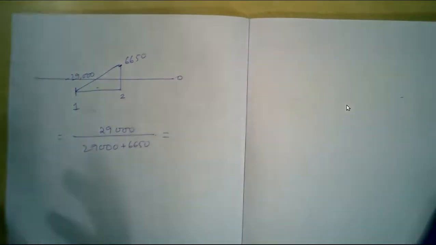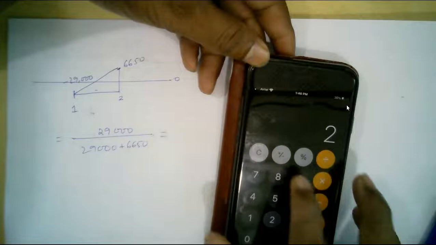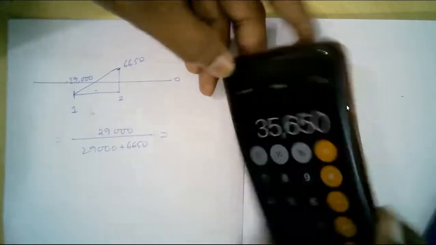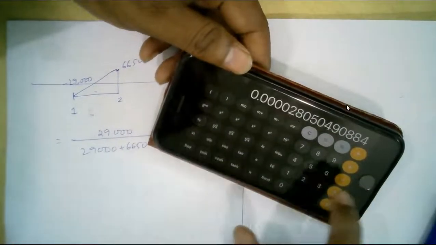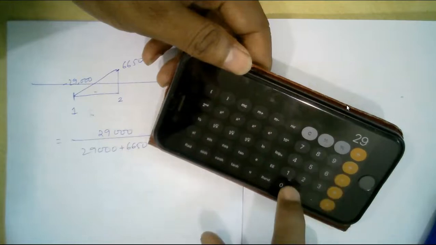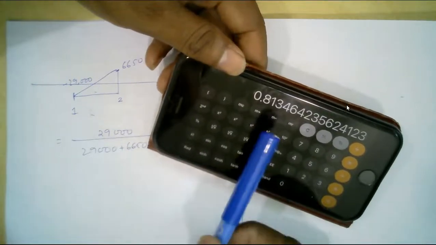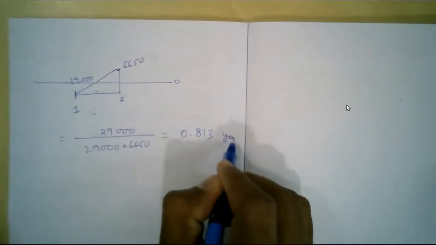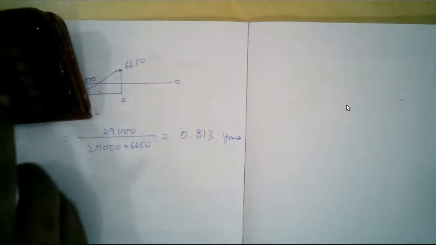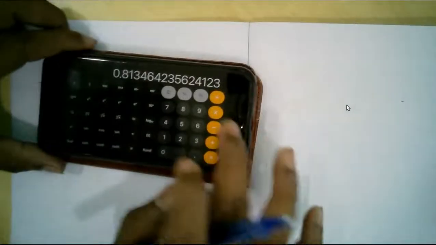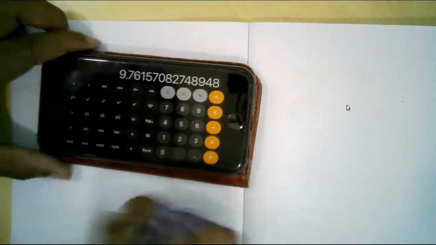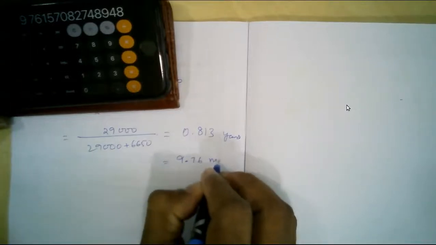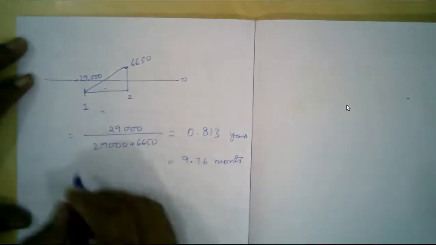So let us do how much is this. So 29,000 plus 6650. So this one I will take the inverse and multiply with 29,000. So this comes 0.813. Okay, so 0.813 years. Okay, so this is the fraction of the year. So if I multiply with 12, I will get how many months? Okay, so into 12, so it's about 9.76 months. So therefore, what is the payback period?